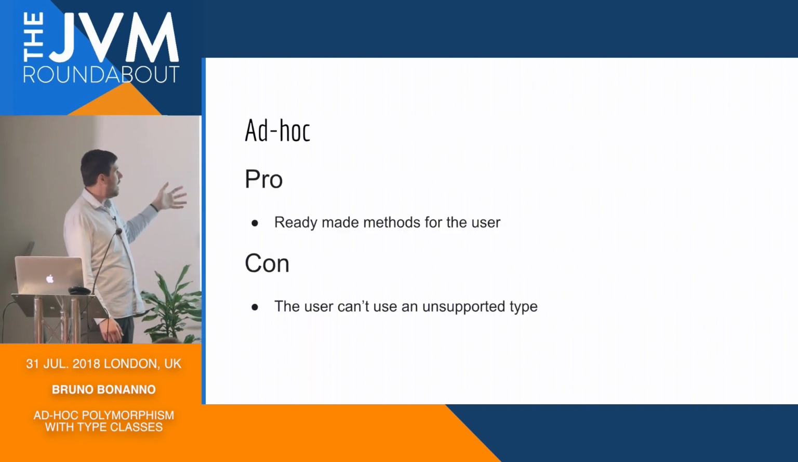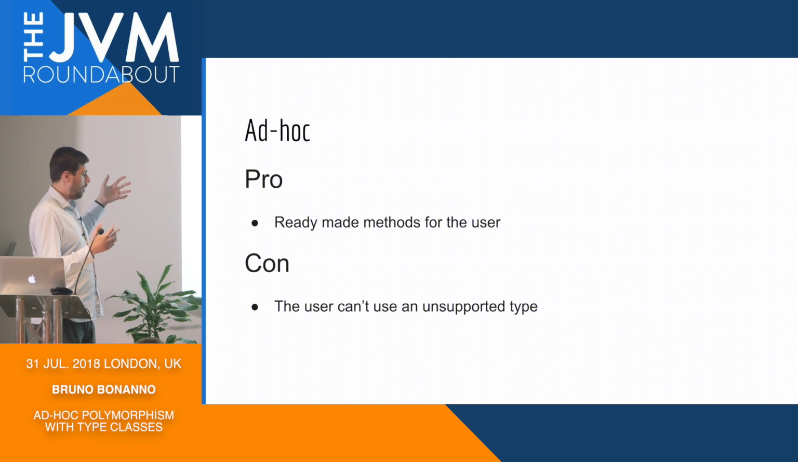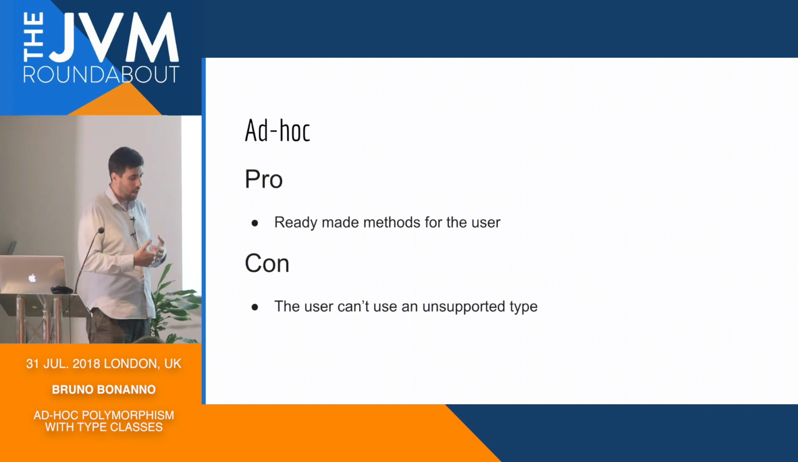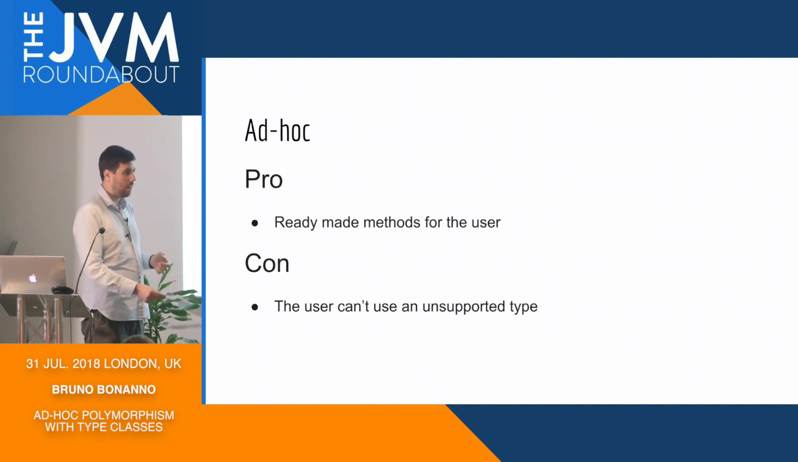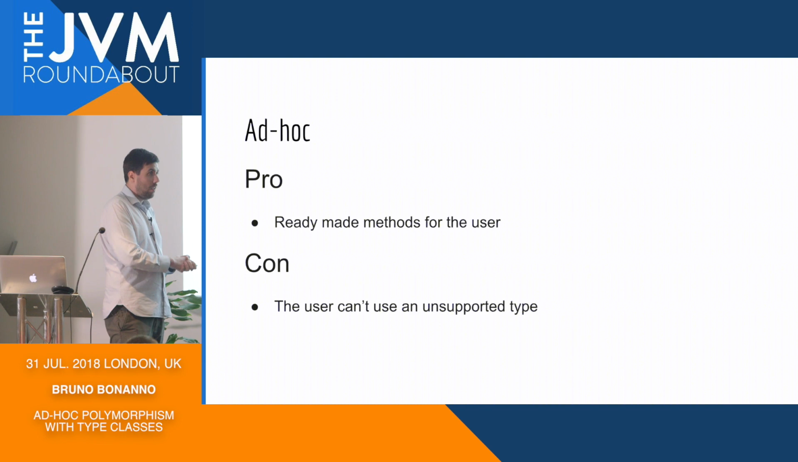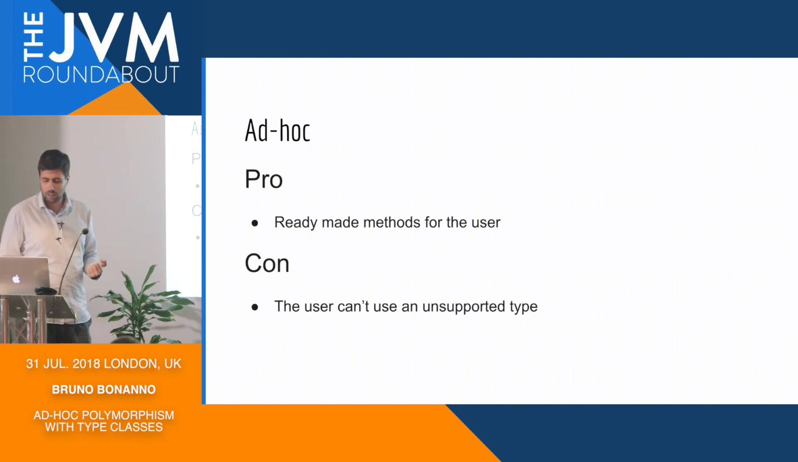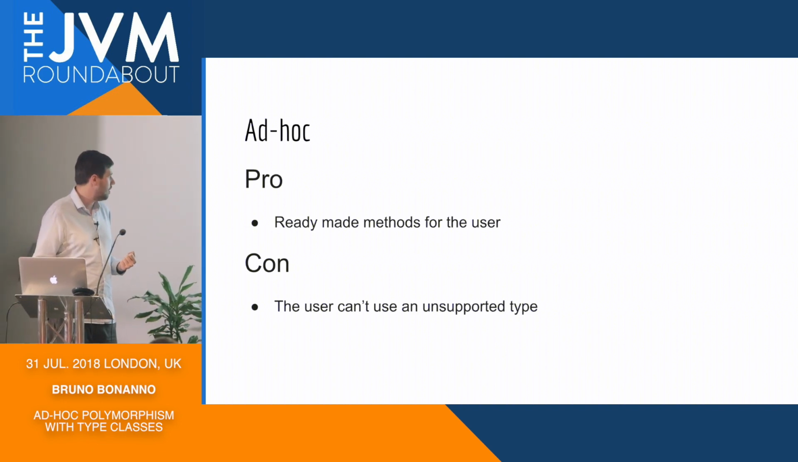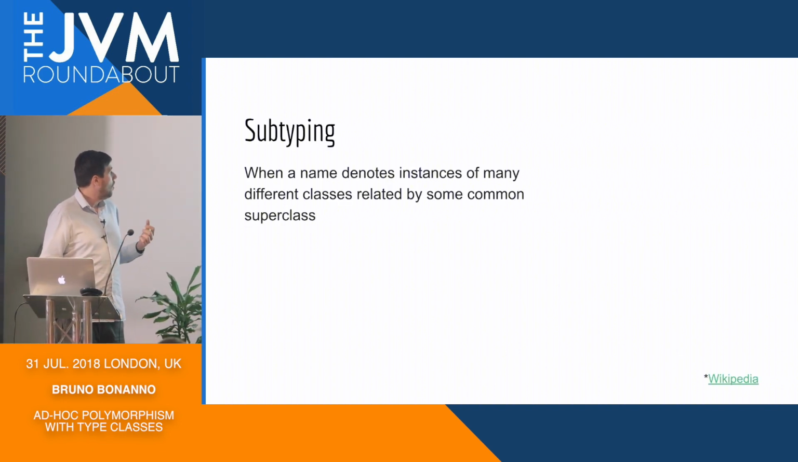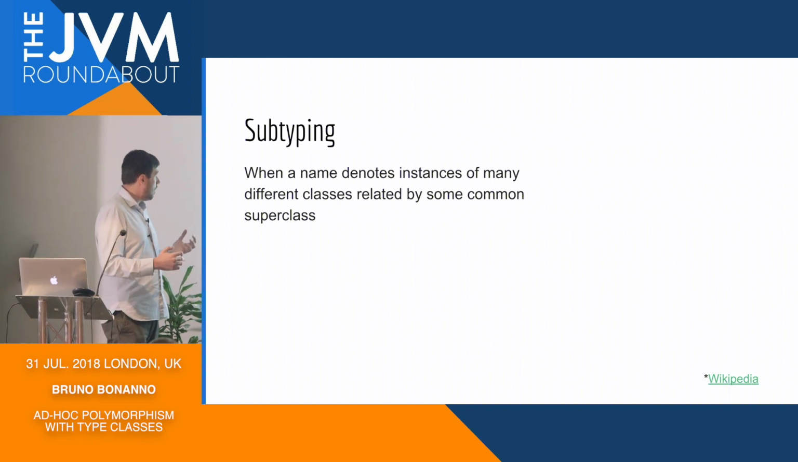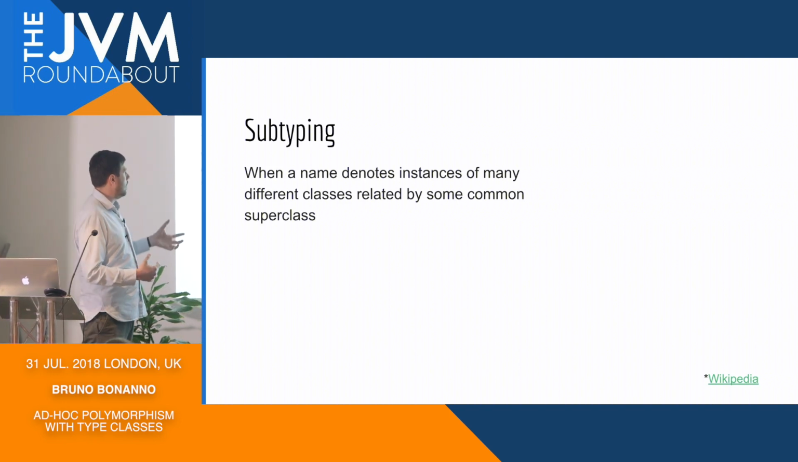What it has going for it is that it's nice because I have a bunch of methods, they are ready made, the user can call them, they sort the list, boom, it works. Now, if the user has a different type that he wants to use my library with, then my library is useless for him. So it's lacking flexibility. So then a different type of polymorphism is using subtyping.